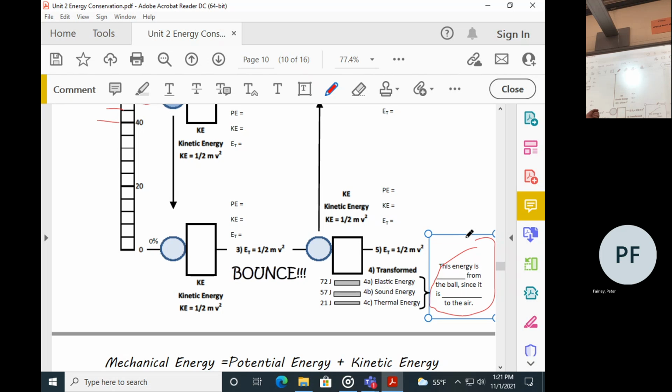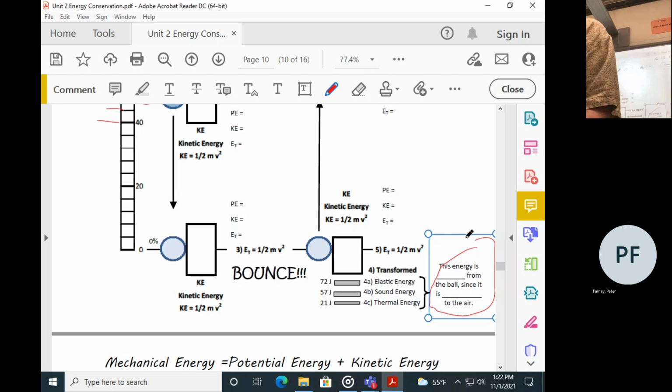How much of each of those? Look closely. How much elastic energy was lost from the ball? Doesn't it say right there 72 joules? How much sound energy was lost from the ball? 57. How much thermal energy was lost from the ball? Right? Now, if that energy was lost from the ball, what are we going to do with it? We had its total energy, but then it lost this. So what do I do with it?